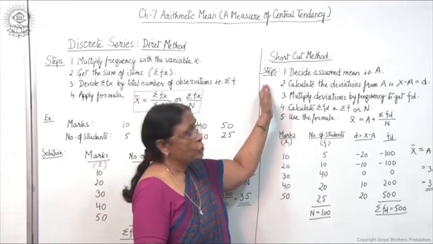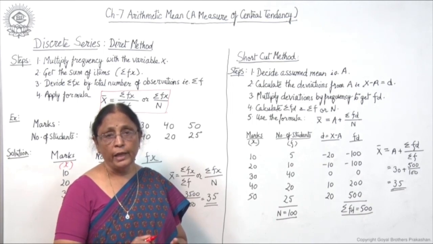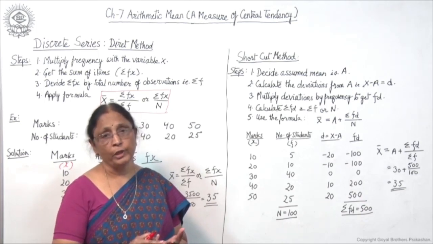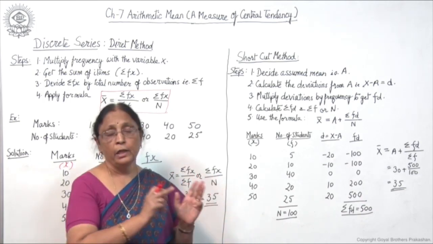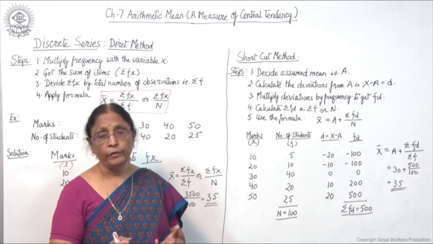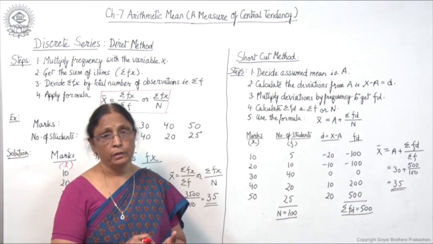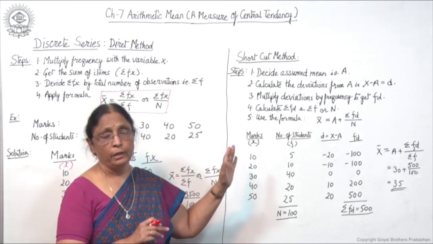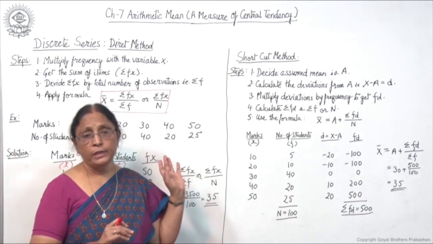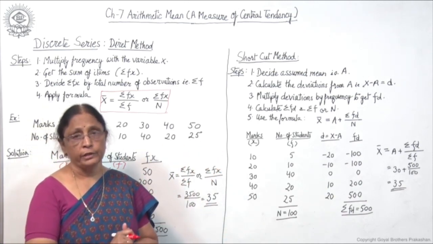Now we come to the shortcut method. As I told you earlier, there are three methods: direct method, shortcut method and step deviation method. Any of these three methods you can apply. Here, for convenience, I have taken the same example to show that whichever method you apply, the answer will always be the same. If the answer is coming wrong, that means there is some error. The only difference is that one is a little easier, another is a little extended form of it, though it is not difficult.